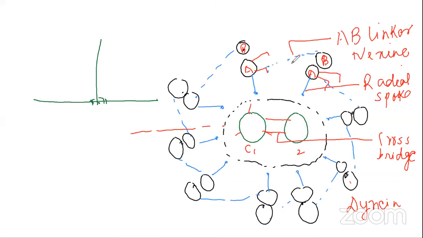Very good. Central sheath. Excellent. So that is central sheath. All right. So this is the internal structure of cilia and flagella.